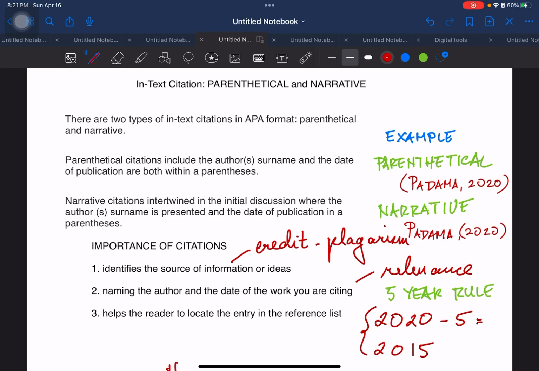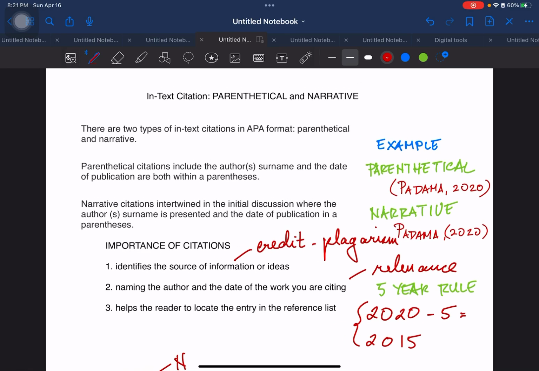And do not forget, after citing all of this, the last reminder, the last tip, to make sure that all citations should be reflected in your reference. Okay?